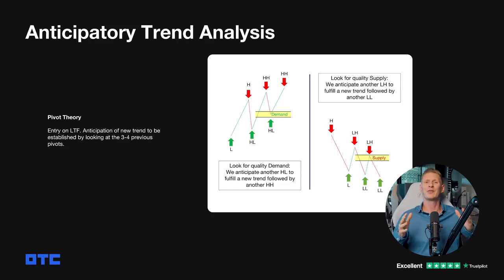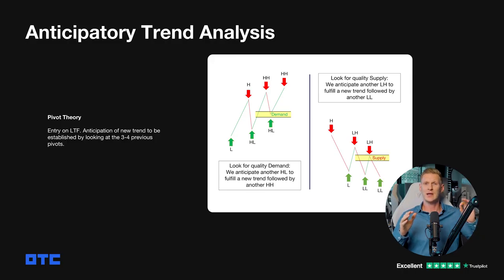Let's now talk about the second method for anticipatory trend analysis, the pivot theory. This approach focuses on identifying potential trend changes by analyzing key pivot points. For a confirmed uptrend, we require at least 2 consecutive higher lows, HLs. Similarly, for a confirmed downtrend, we need 2 consecutive lower highs, LHs. But what if we already have 4 out of 5 pivots formed?